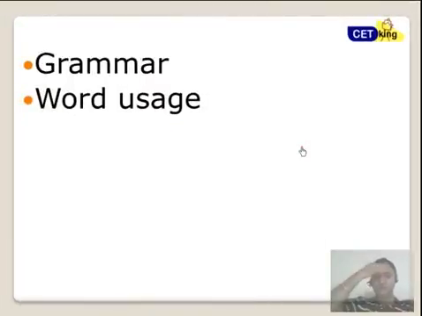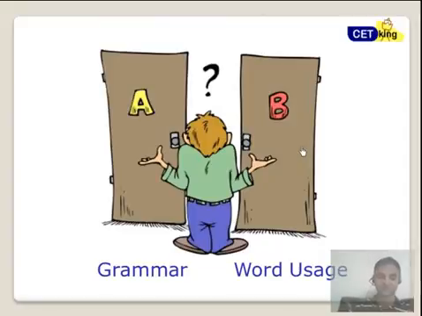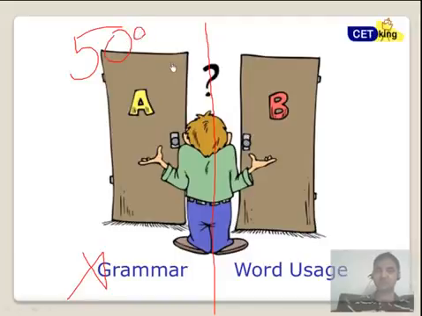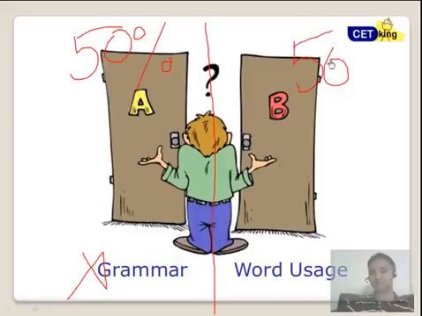Fine. So moving on to the next part, your grammar and word usage. Now I've seen a lot of coachings recommending: pick up your Wren and Martin, do it all, and you will be done with your sentence correction. But if I look at the CAT exam, the SNAP exam, the CMAT exam, all the modern day sentence correction has evolved. Grammar is no longer the major part of the exams, or in other words, grammar is only 50%, whereas the remaining 50% is word usage.